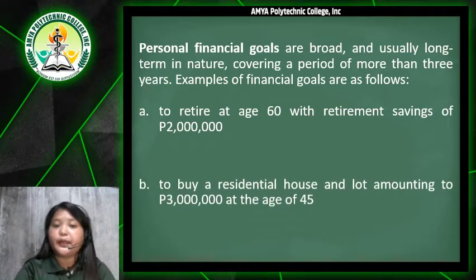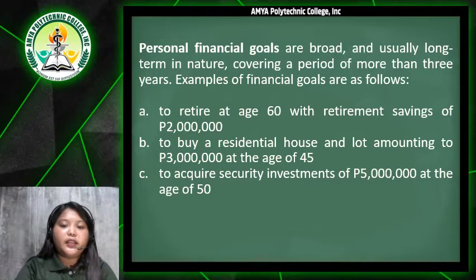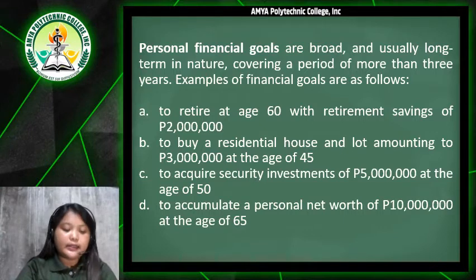Examples of financial goals: first, to retire at the age of 60 with retirement savings of 2 million pesos; to buy a residential house and lot amounting to 3 million pesos at the age of 45; to acquire security investments of 5 million pesos at the age of 50; and to accumulate a personal net worth of 10 million pesos at the age of 65. So that's for the personal financial goals.